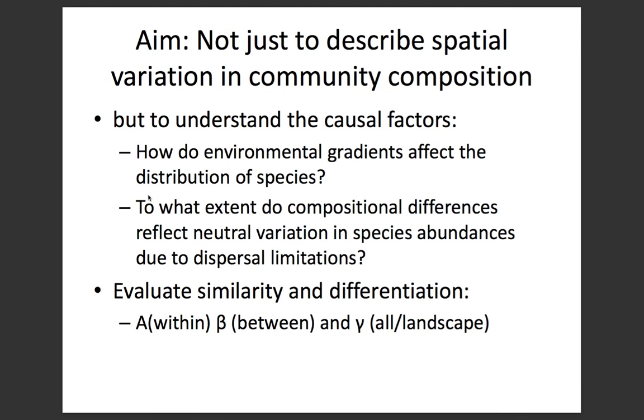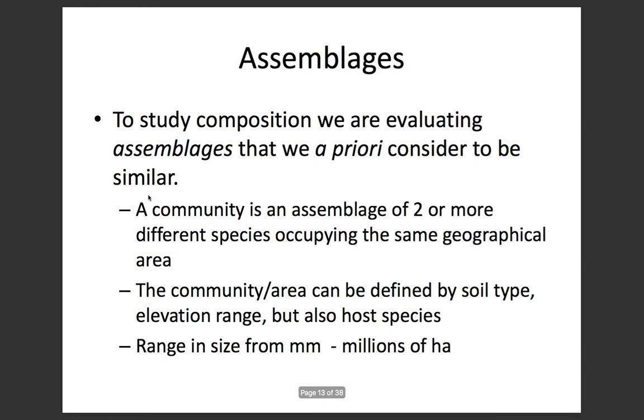So the aim is not just to describe the spatial variation in a community, but to understand the causal factors. How do environmental gradients affect the distribution of species? To what extent do compositional differences reflect neutral variation in species abundances due to dispersal limitations? That would be this distance decay that I was talking about. And we're going to evaluate similarity and differentiation. So alpha is within, beta is between, and gamma is the whole landscape, just to quickly review.